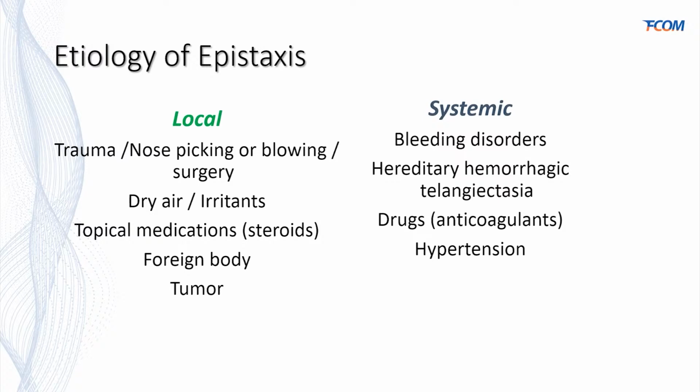What are some causes for anterior nosebleeds? Usually it is trauma, either nose picking, blowing, previous surgery, irritants, topical nasal steroid sprays, foreign bodies, and even neoplasms. Systemic causes would include hypertension, poorly controlled hypertensives, coagulation medication, hereditary hemorrhagic telangiectasia, and occasionally some bleeding disorders.